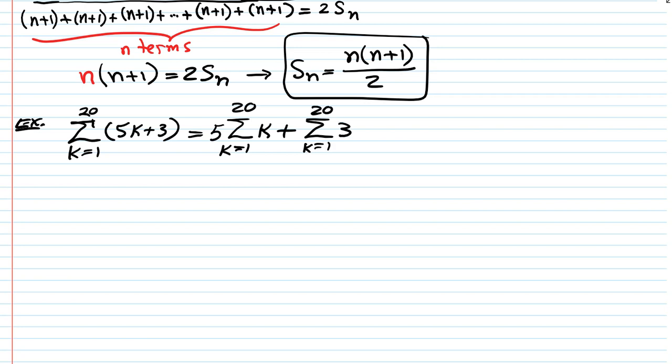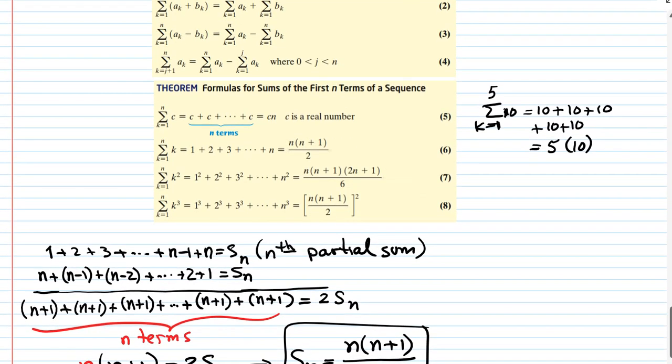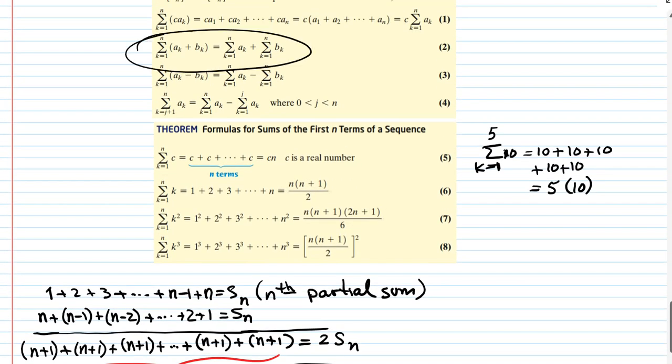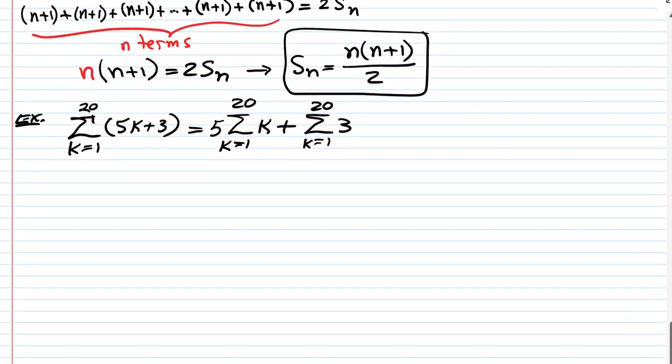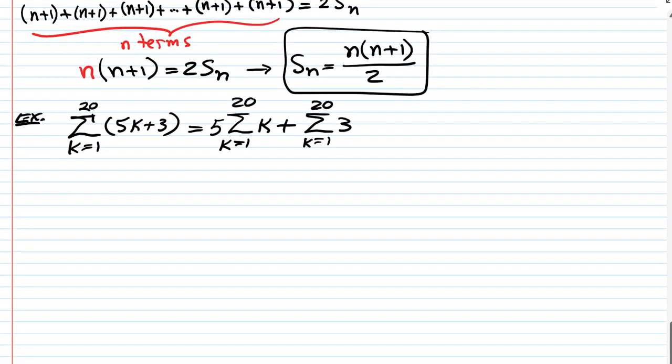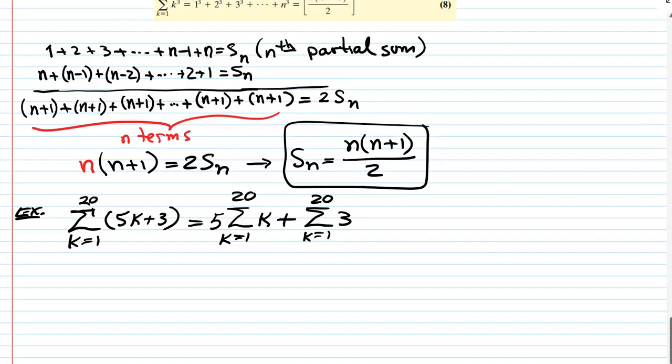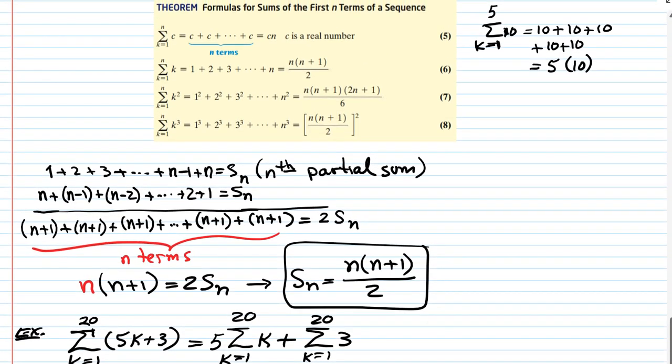So what did I do? I used two properties here. Let me show you which ones. I used this one when I split it into two sums, and I used this one when I brought the 5 outside, right? I used the first two properties of summation. Now, to find the sum, I'm actually going to use number 6.